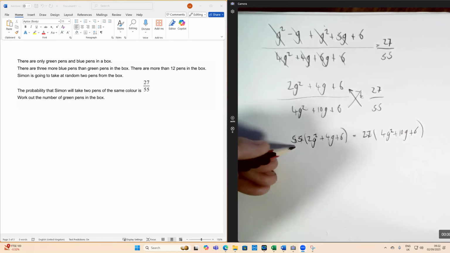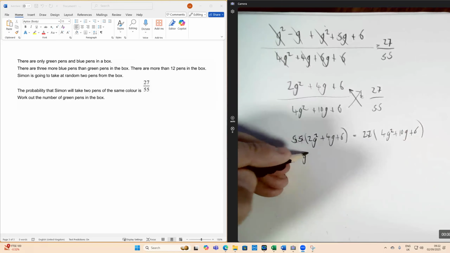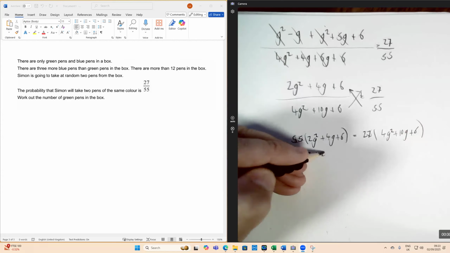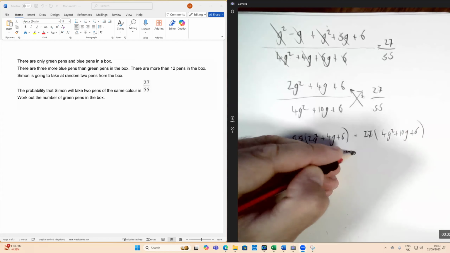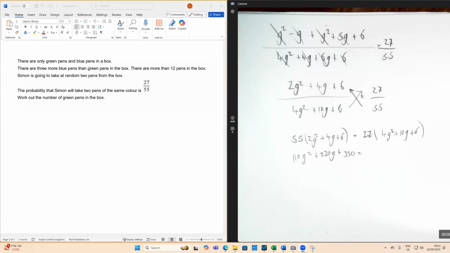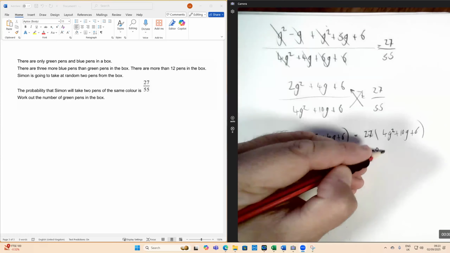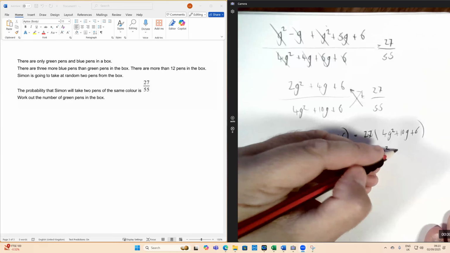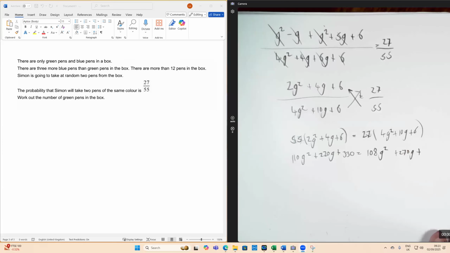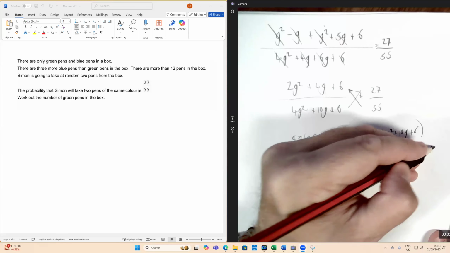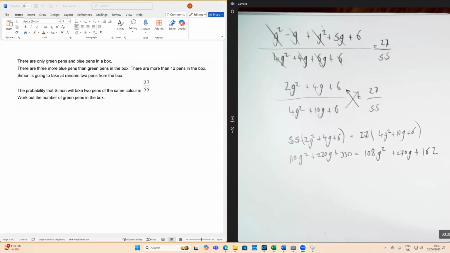So what we're going to get over here, we're going to get 110G squared plus 220G plus, let's do that, 55 times 6 is 330. And then over here, 27 times 4 is 108, 108G² plus 270G plus the next one. Let's just double check that. 27 times the 6 is 162. Okay, perfect. Now we just got to get the whole thing over one side.